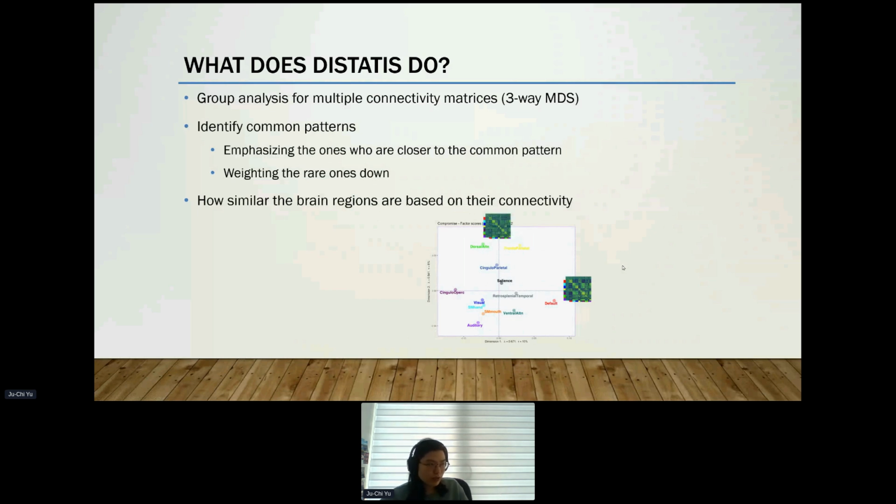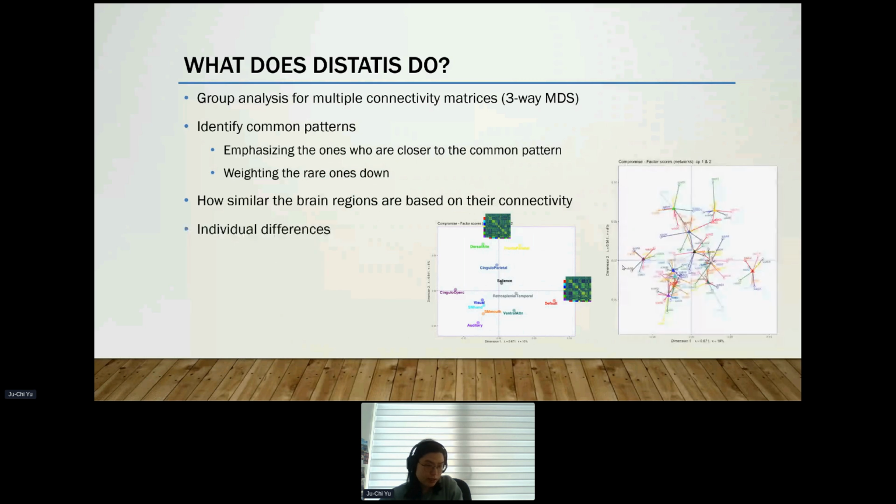And the new thing about DiSTATIS is that you could also look at how these nodes look from the perspective of different tables. So in this example, of different subjects. So it will give you the firework plot that looks like this. I think we call them either spider plot or a star plot.